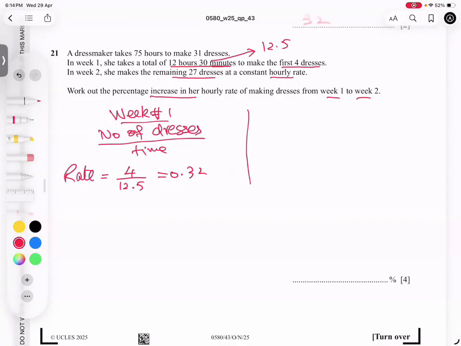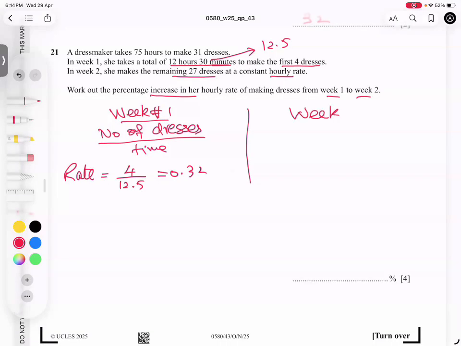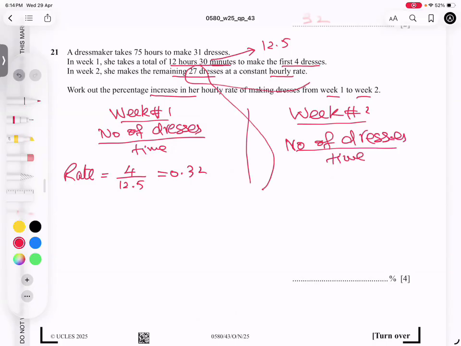Now I'm going for week number 2. Week number 2, students, what's the formula? Number of dresses over time. So number of dresses are how many? 27, and time. So time I don't know. No problem, I can find it easily. How come? Total hours are 75.